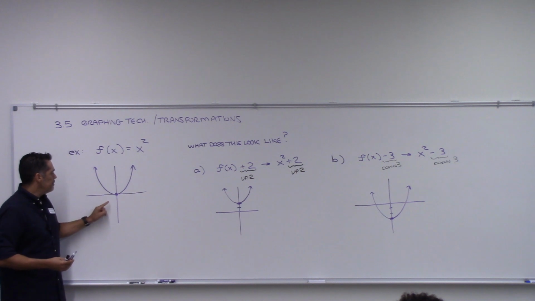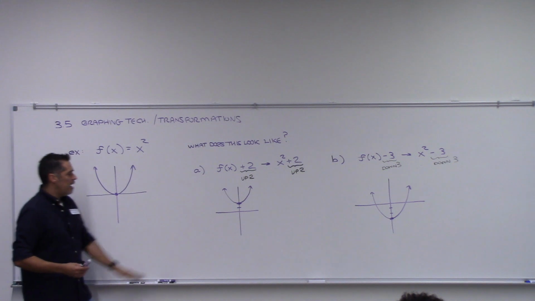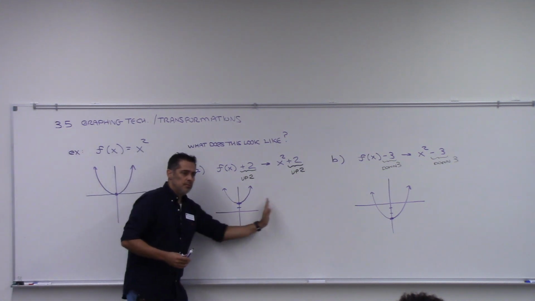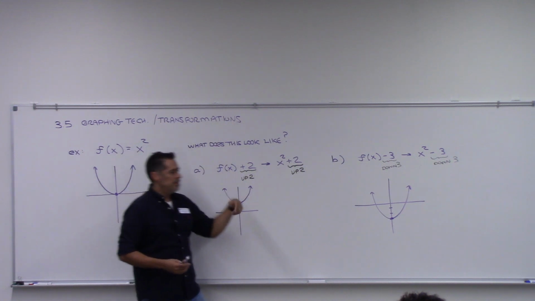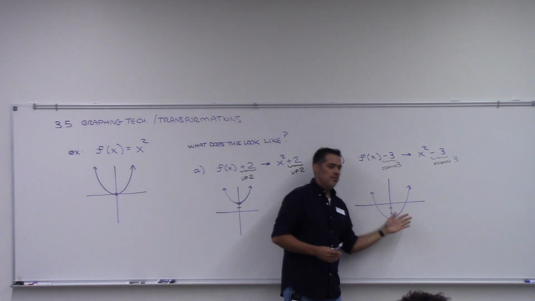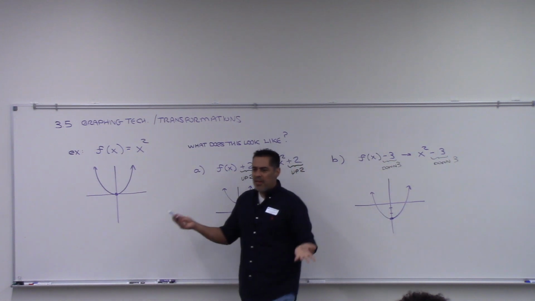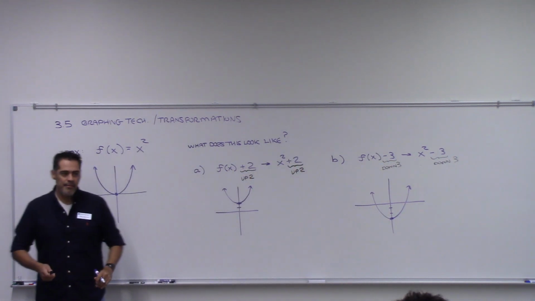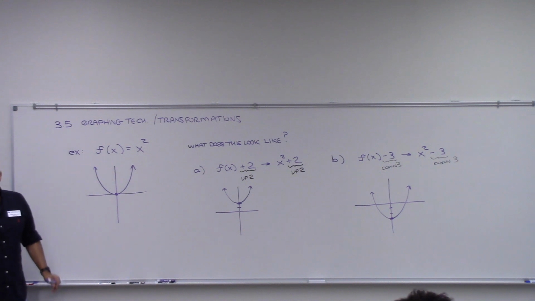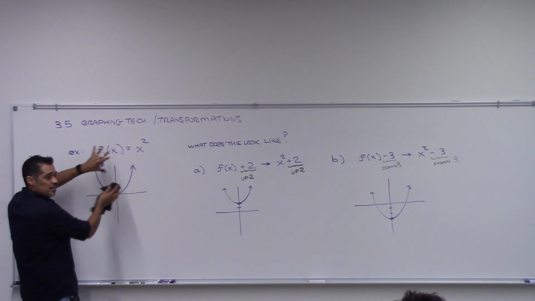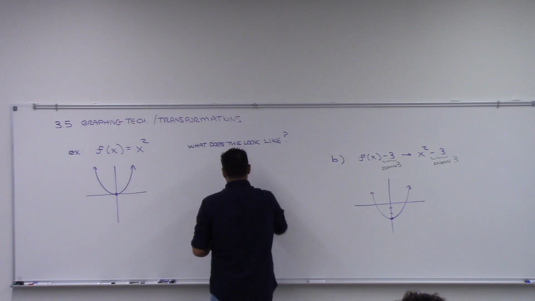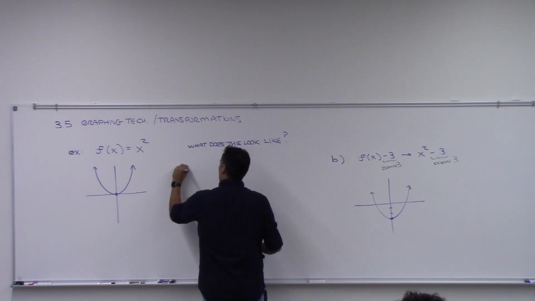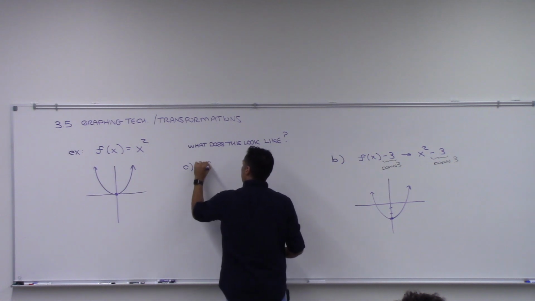What's domain? All real numbers. Range? 0 to infinity. Okay, domain. All real numbers. Range? 2 to infinity, right? Domain? All real numbers. Range? -3 to infinity. So everything we've done is still in play, right? Okay, now, let me do some of this. We're going to still stick with this function right here. Part C. What does this look like?